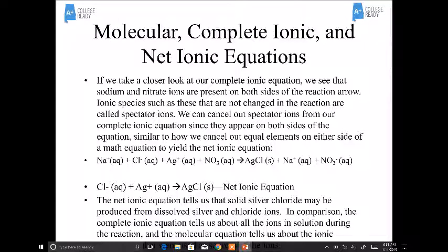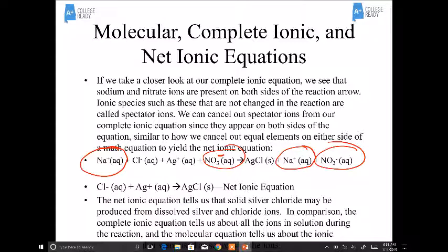If we take a closer look at the complete ionic equation, we're going to see that some of the atoms appear exactly the same on both sides of the reaction arrow, the yield sign. In this particular case, notice there's sodium in the aqueous form here and sodium in the aqueous form here. There's also nitrate in the aqueous form here and over here. Those ions, since they're the same on both sides, are called spectator ions. They don't really participate in the reaction at all. They're floating around in the solution before the reaction. They're still floating around in the container after the reaction.